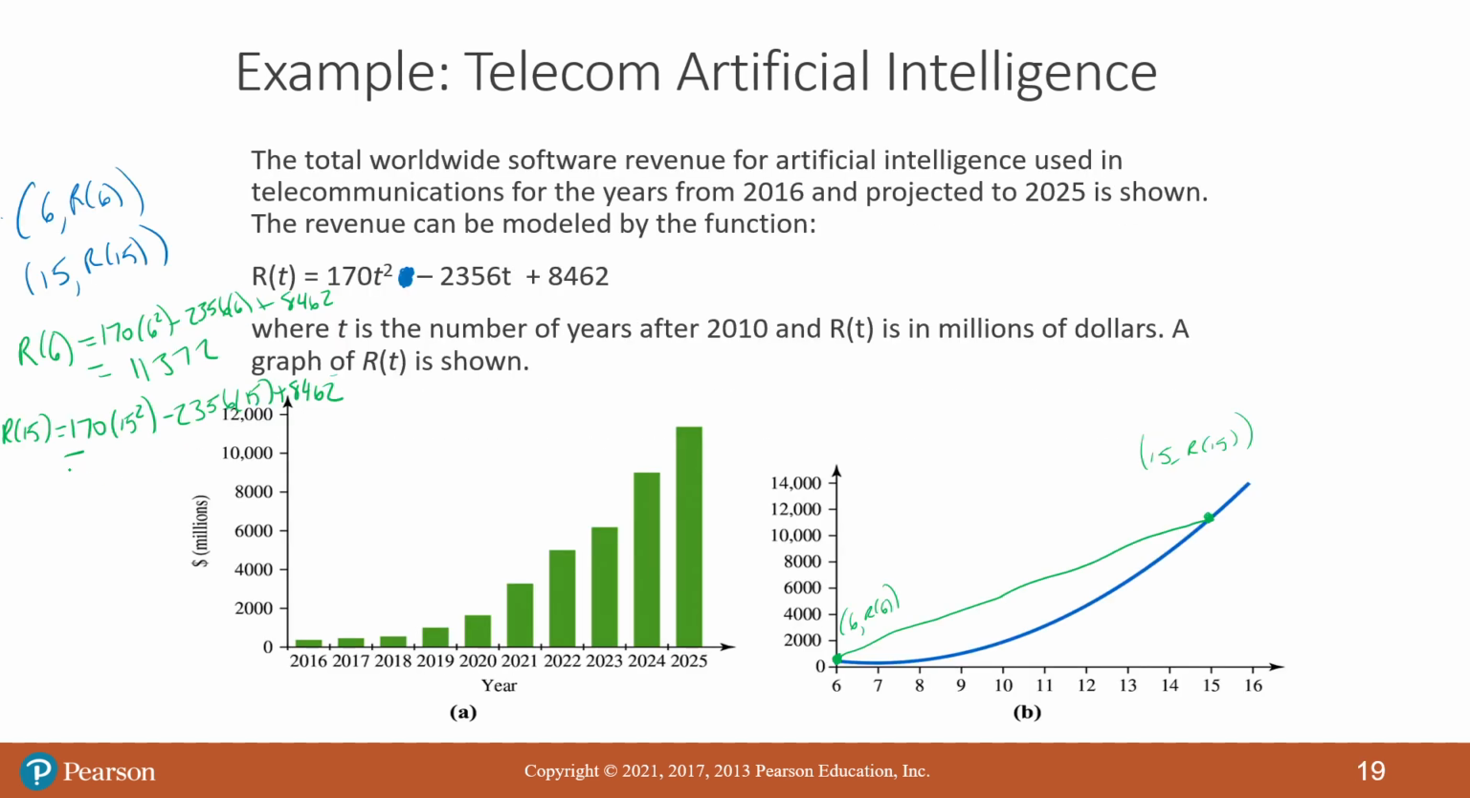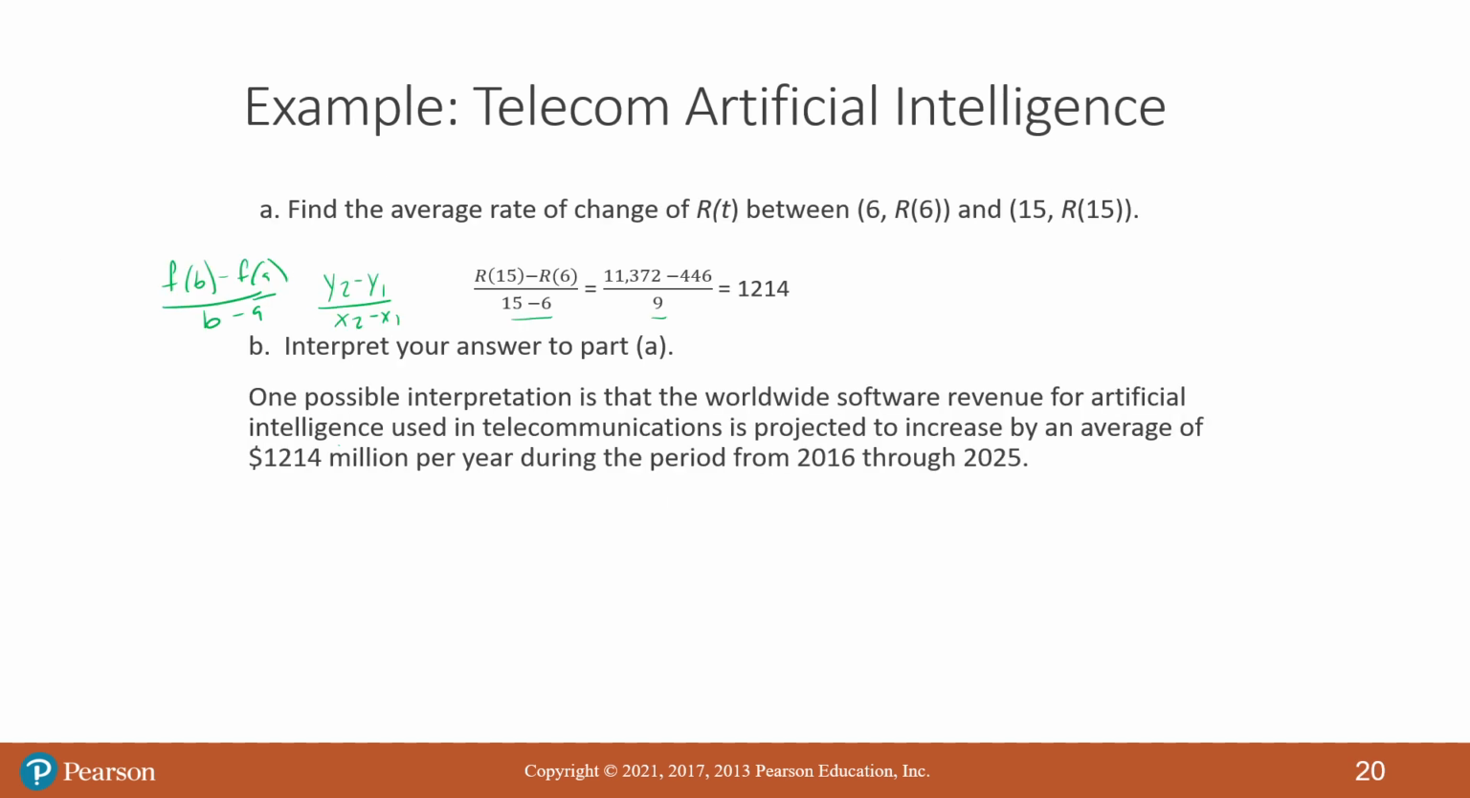Okay, that's how R of 6 and R of 15 are found. Like I said, use your calculator to simplify those equations. That's why we have it. Now, we put it into that form.